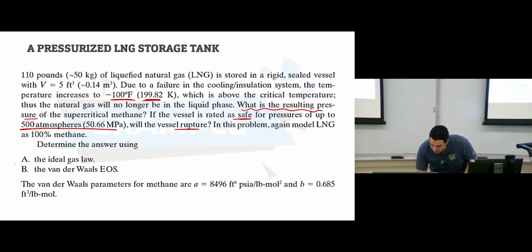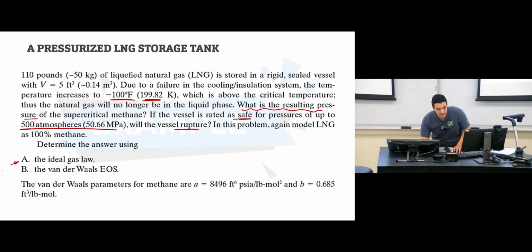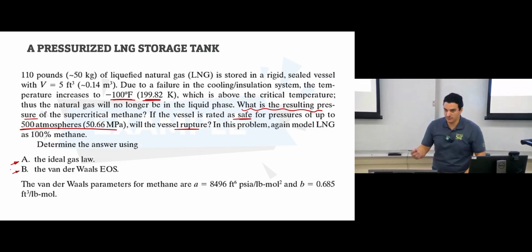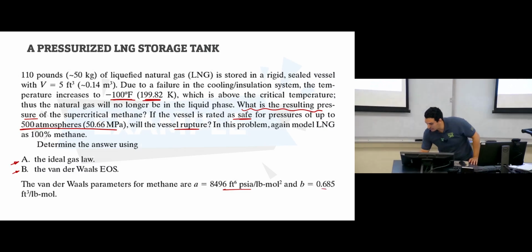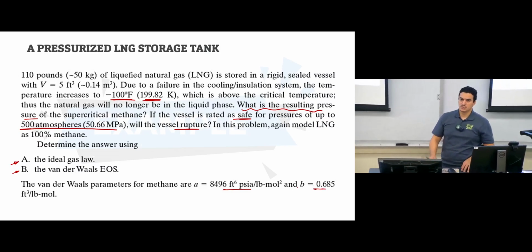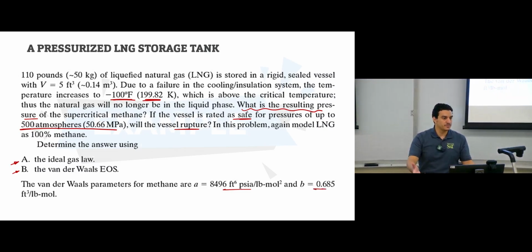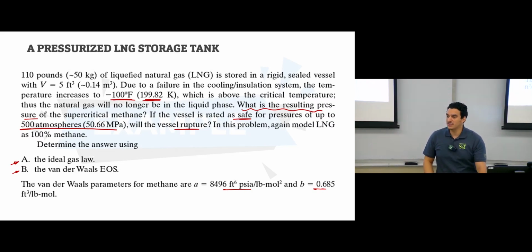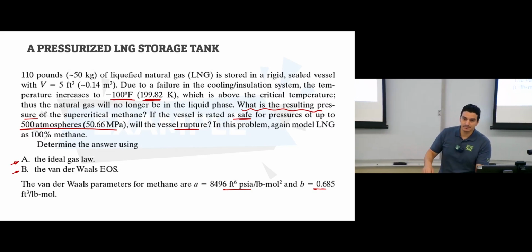And here he tells you to make the calculations twice: one time using the ideal gas, one time using the van der Waals equation of state. If you use the van der Waals, this is the value of A, this is the value of B. Just a simple calculation. Calculate the pressure and see what the resulting pressure will be. Compare this pressure to 500 atmosphere. If it's below 500 atmosphere, we are safe. There is no action that you need to take. If the resulting pressure is more than 500 atmosphere, then we may have failure in the system. Clear? So let's start doing the calculation for this one.